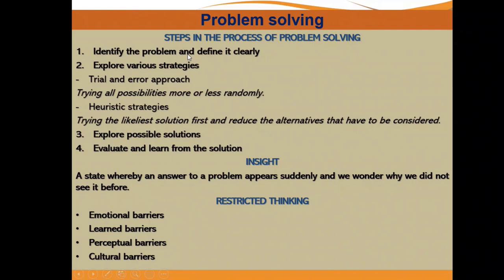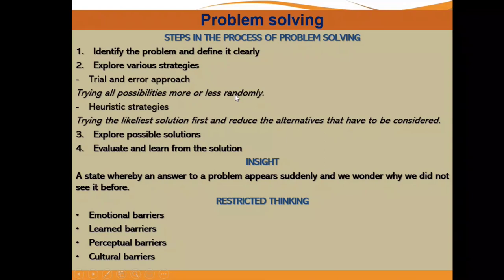Then once you have defined the problem, step number 2, how are you planning to solve it? Explore various strategies. They say you need to explore various strategies on how you are planning to solve the problem. Are you going to solve the problem through a trial and error approach or a heuristic approach? A trial and error approach, they say, is trying all possible solutions more or less randomly.